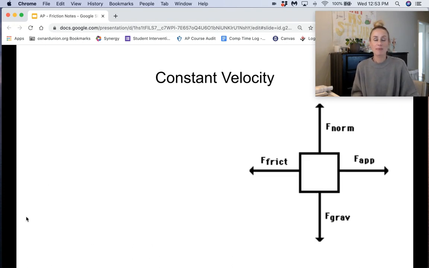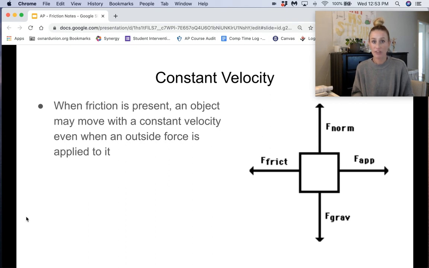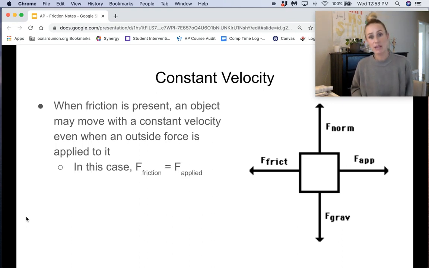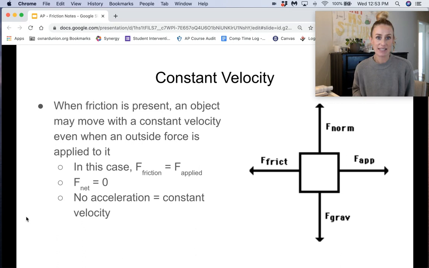Now, a special case here is if an object is going at constant velocity. Now, when friction is present, an object may move with a constant velocity even if we have an outside force applied to it. Now, in this case, because we know that at constant velocity we have no acceleration, the forces are balanced. So the force of friction will equal the applied force because the net force is 0. So like I said, no acceleration means constant velocity.